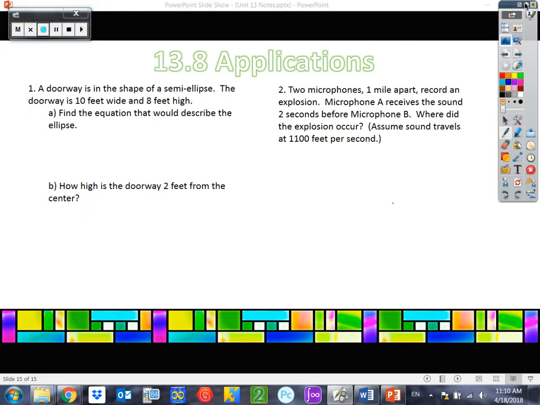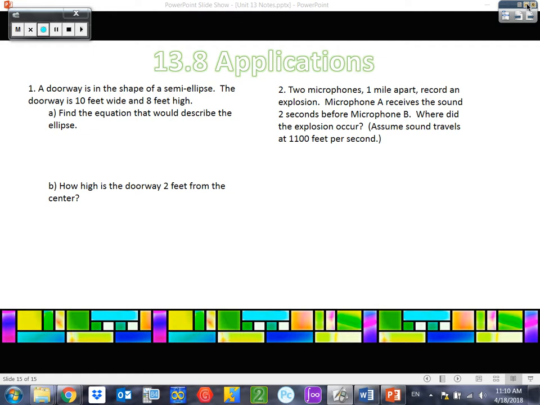Okay guys, let's take a look at today's lesson. What we're going to be working on today are applications of conics. We've been working on this unit for several days now. We're just going to finish it out with some word problems. Alright, so I just have a couple of problems for us to look at.